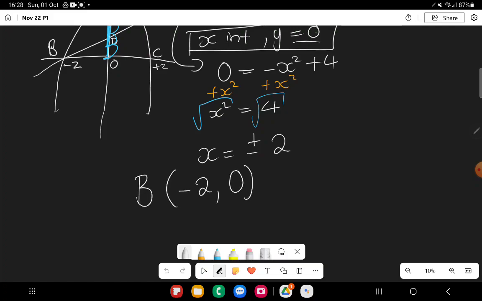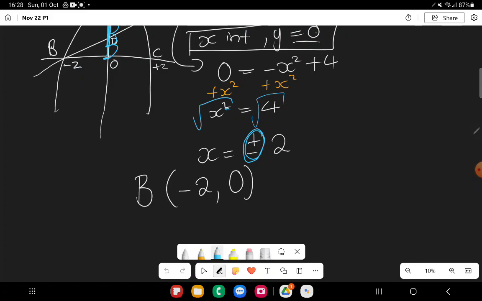Now, please be careful. On these types of questions, you tend to forget the plus minus. Do not forget that it is two values. You have to have two x's because it is x squared and it cuts the line at two parts of x.